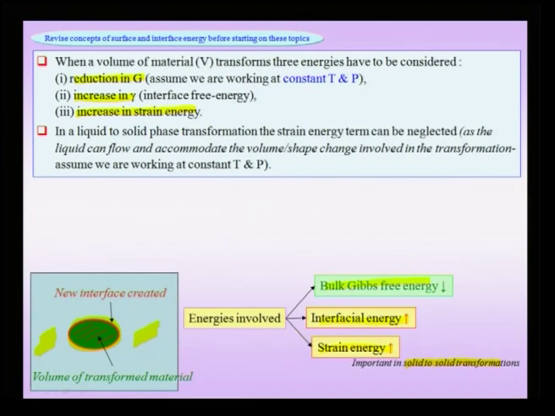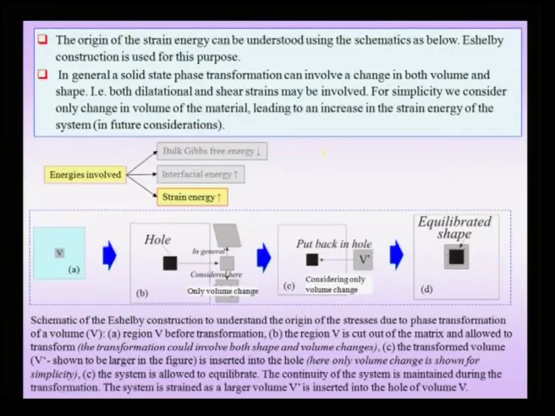In other words, if I am talking about a constant pressure system and I am talking about a liquid to solid phase transformation, usually the strain energy term can be neglected. This is because, as we know, liquid can flow and accommodate the volume and shape change involved in a phase transformation. But on the other hand, if you are talking about a solid to solid phase transformation or even the formation of a liquid pocket within a solid, then often this may lead to certain strain in the material, and therefore, in a solid to solid phase transformation, I cannot ignore the strain energy term. So, let us try to understand the strain energy term before we go on to understand the interfacial energy term.